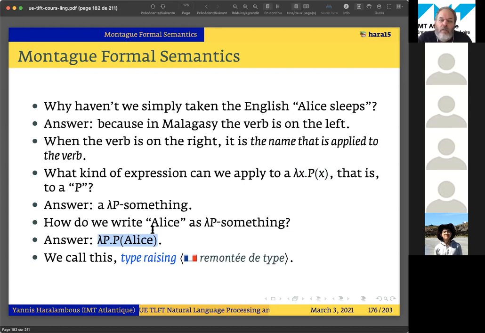So I decide that Alice will not be a constant. It will be a lambda p, Alice. Now, intuitively, this means that instead of giving you Alice, I'm giving you an answer to all questions about Alice. I'm giving you a method to answer all questions. Every question on Alice is a predicate on Alice that can be true or false. And lambda p p Alice says, give me a predicate and I will apply it to Alice and you will get the answer. Okay, so this is intuition.